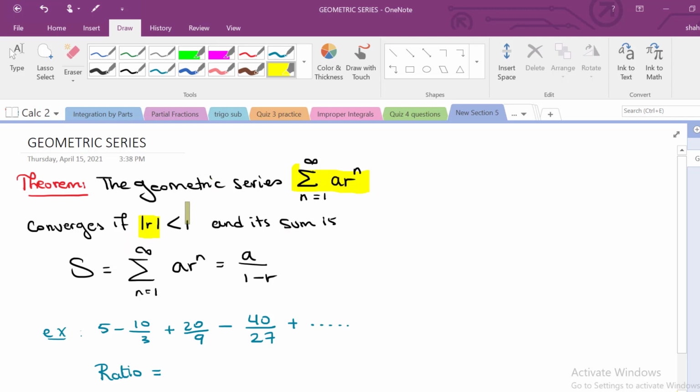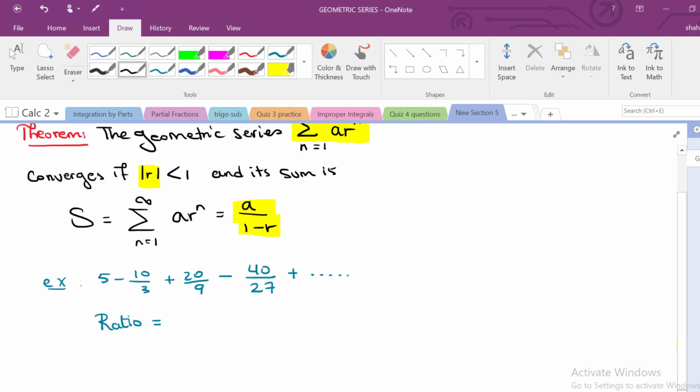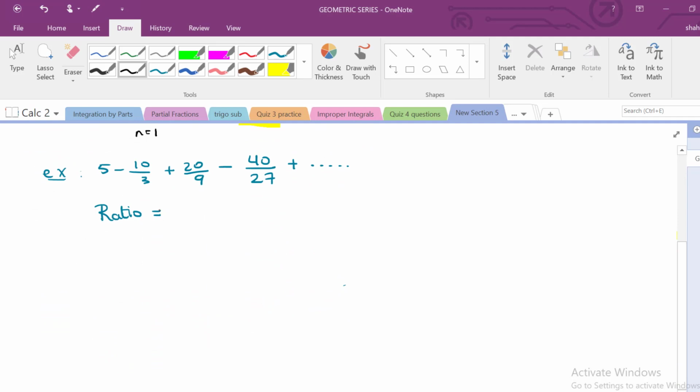To find the sum of a geometric series, we have this very beneficial formula. A over 1 minus r, where a is the first term of the series, divided by 1 minus the ratio which is found in the series. So we're going to solve a couple of examples on this topic, and hopefully I'll be covering more types of series in future videos. So we have a series over here.